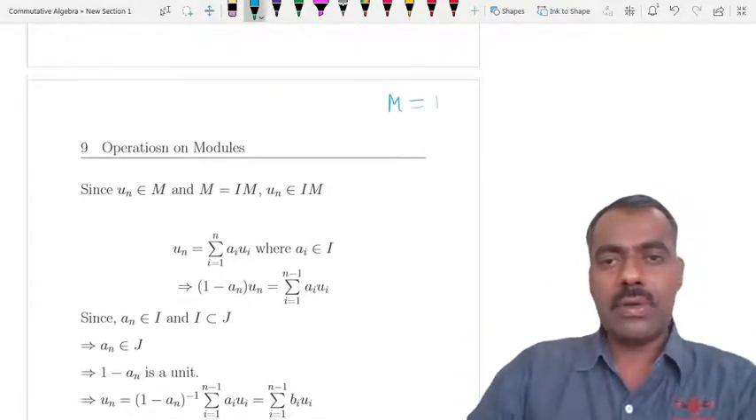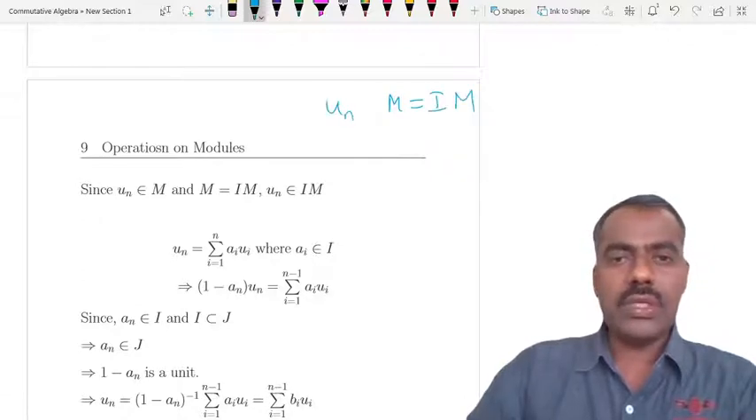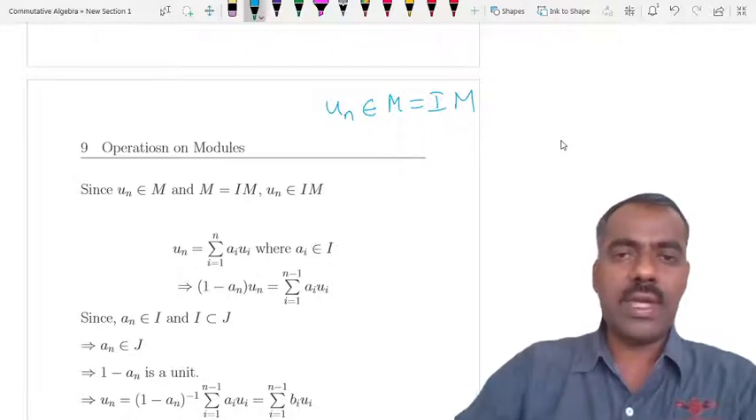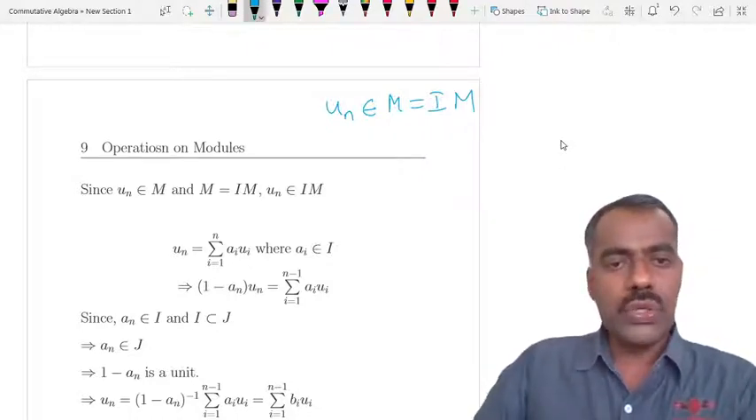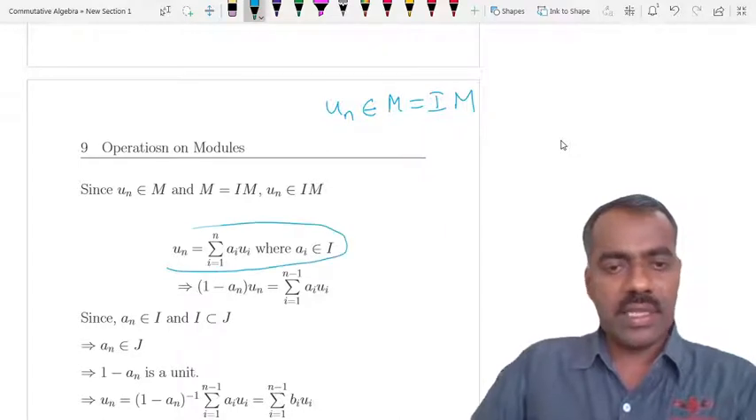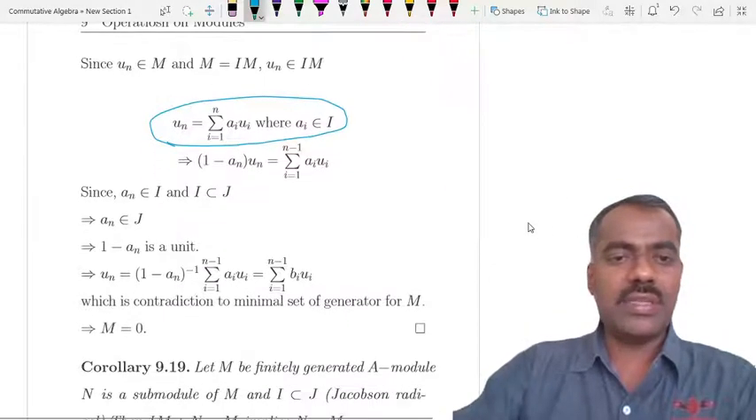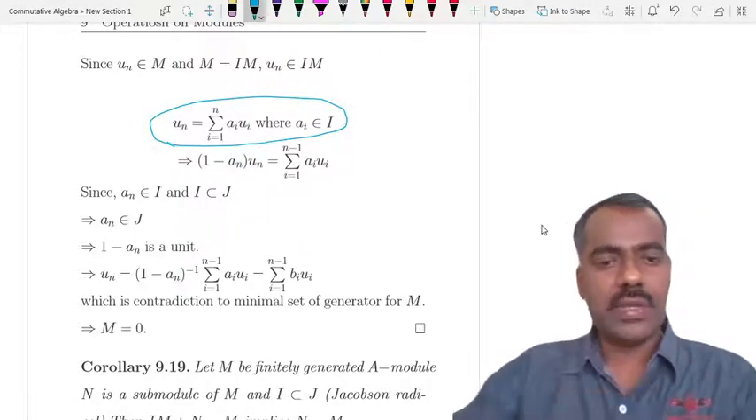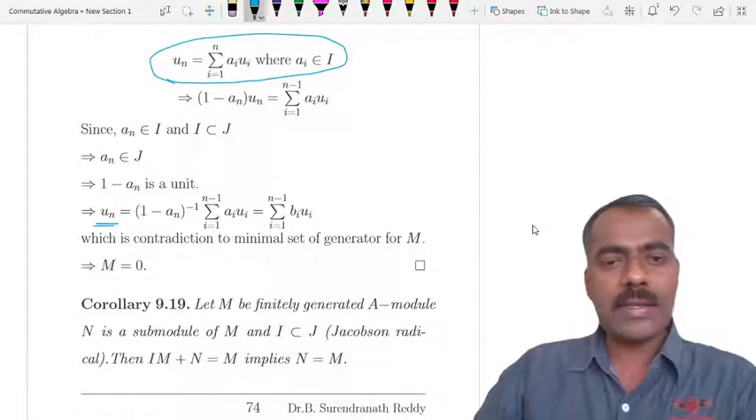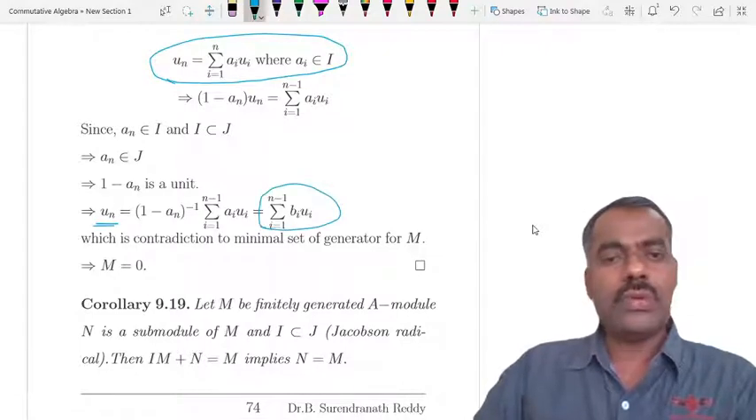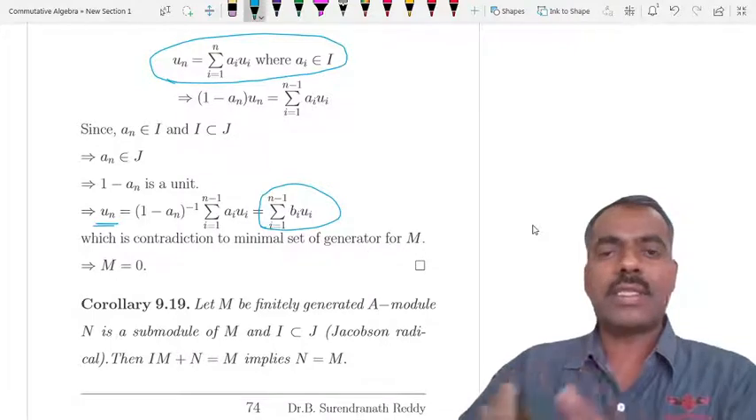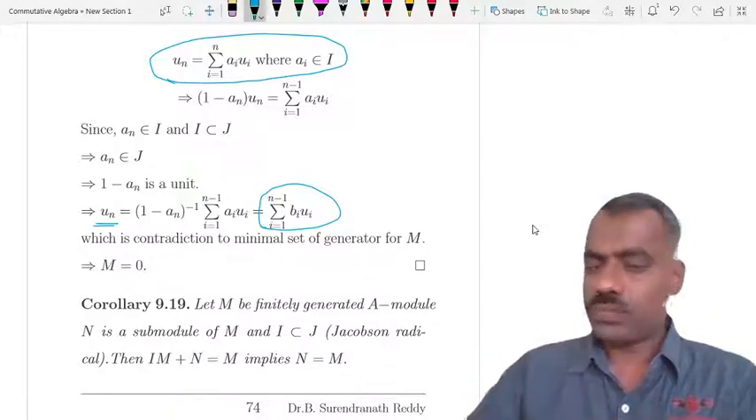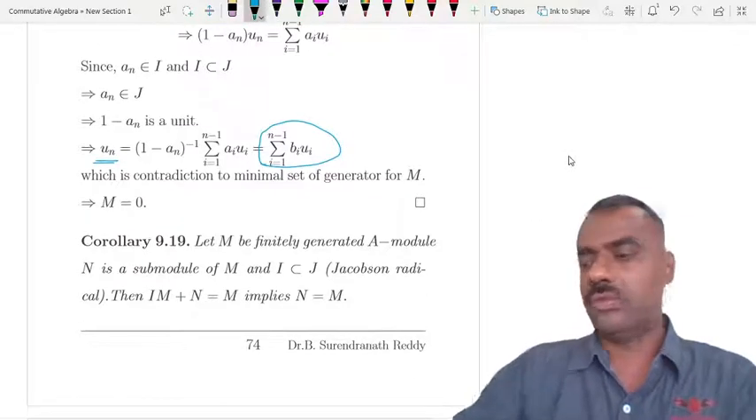We will use that M is equal to IM, and each u_i belongs to M, so therefore it belongs to I times M. So un can be written as a combination of these a_i u_i, and using the fact that the coefficient belongs to the Jacobson radical, it is a unit, so multiply by its inverse. What you get here is that un can be written as a linear combination of u1, u2, ..., un minus 1. That means un is not required for generating that set, which is a contradiction, right? So that is the famous result, Nakayama's lemma.